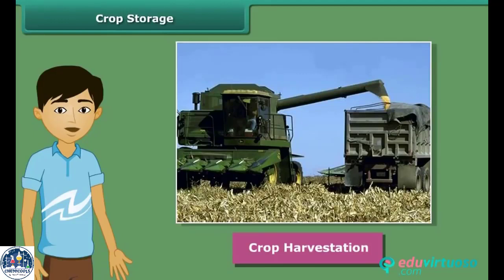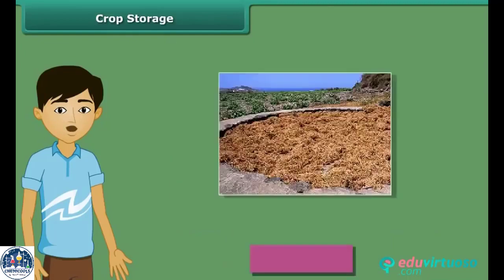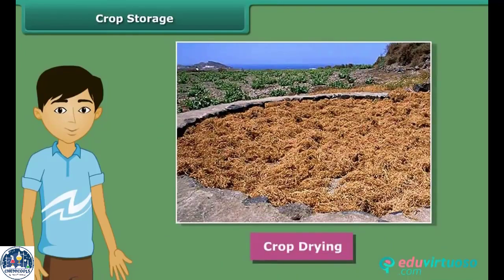We should take some precautions to store crops, because if the harvested grains are stored without drying, then they may get spoiled or attacked by organisms and thus they will lose their germination capacity. So the grains should be properly dried in the sun to reduce the moisture in them.